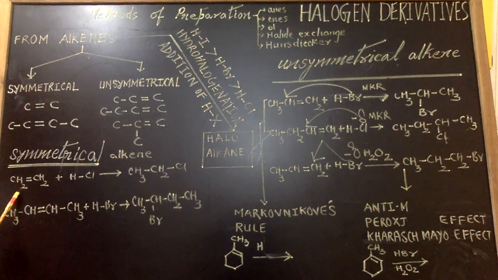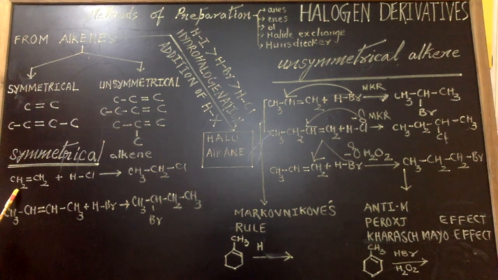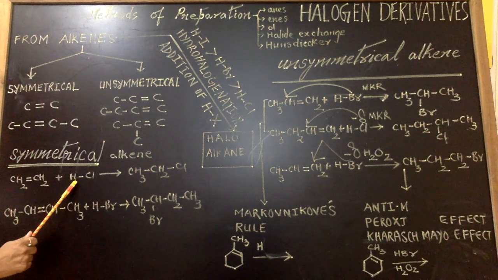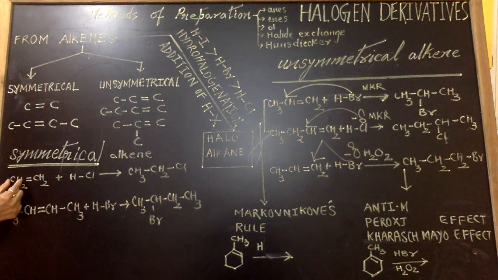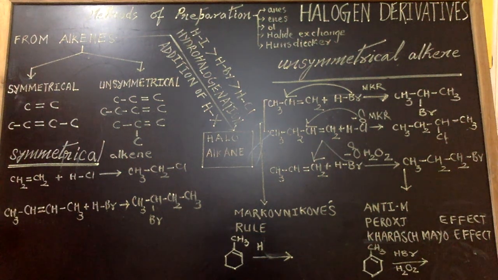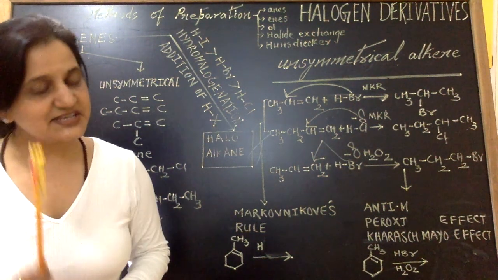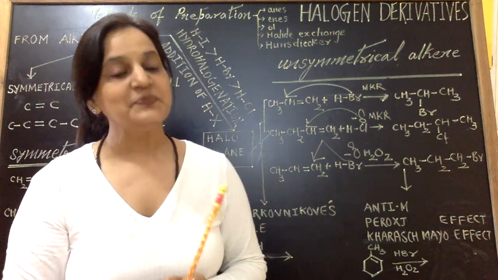This is a symmetrical alkene, children. This was just a skeleton. This is a complete structure. Ethene reacts with HCl to give ethyl chloride, where hydrogen gets added to one of the carbon of the double bond and chlorine goes to the other carbon of the double bond. Reaction takes place only across the double bond. Obviously, that's the functional group.